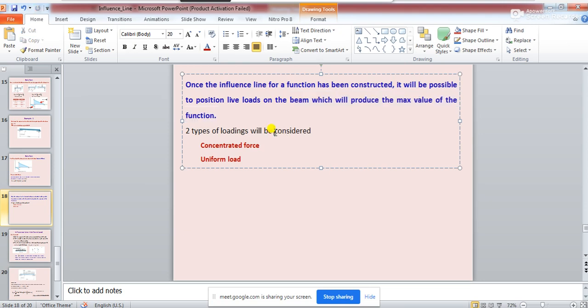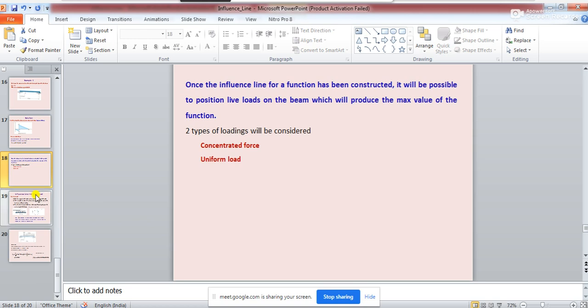So we will be considering here two types of load. One is the concentrated load and the other one is the uniform load. Concentrated load I have explained, now let us go to uniform load. For uniform load, how will you find the value of the moment or shear force or reaction at a particular point because of the movement of the uniform load? Okay, so let us see this slide.